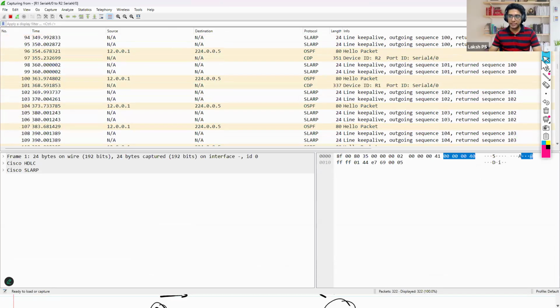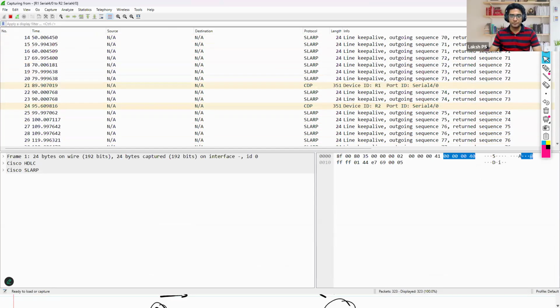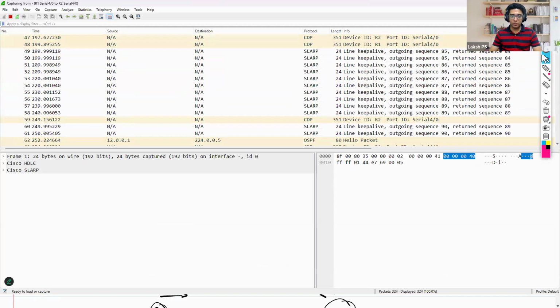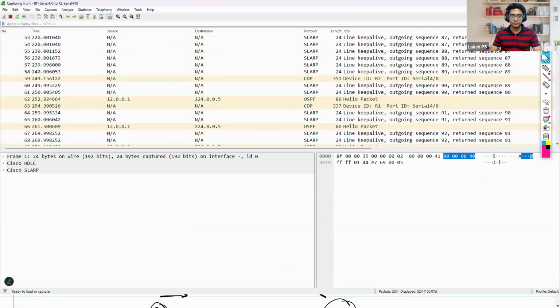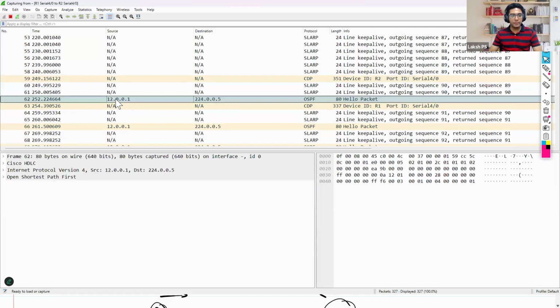So you can see it is continuously sending OSPF hello messages. All right. Now you can see a hello message is sent. You can see it is an OSPF hello packet. Who is the source IP? 12.0.0.1. That is Router 1's IP address. And it is sending this hello message to a destination IP of 224.0.0.5, which is the multicast IP address for OSPF.